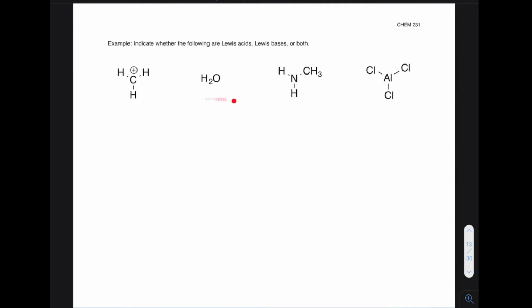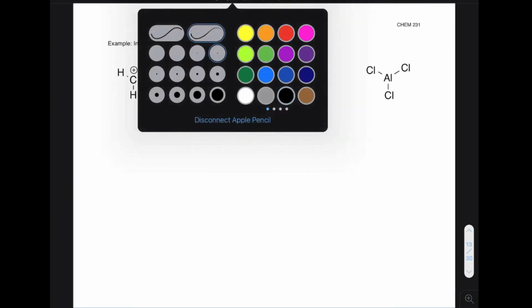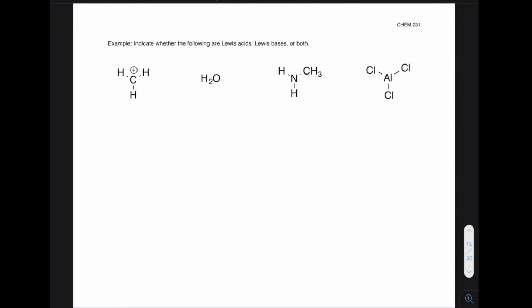Looking at these following examples, indicate whether they are Lewis acids, Lewis bases, or if they could be both. Going through the examples here, looking at our first one, we have a carbon with a missing hydrogen. So it has a positive charge, no lone pairs on it, not a complete octet. There's no way it could be a Lewis base, because it can't donate a pair of electrons. It has no electrons to donate. So this would be a Lewis acid, because it wants to accept a pair of electrons. It is an electrophile.